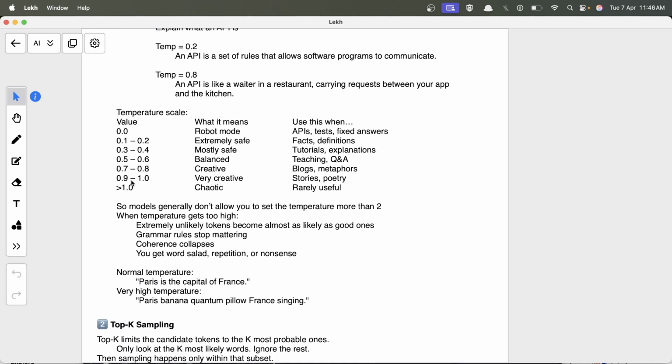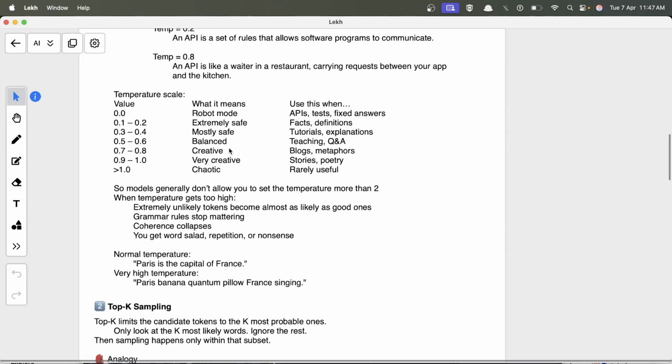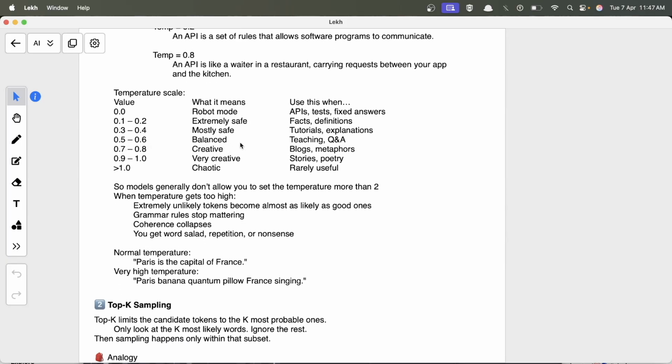These are different scales where temperature is defined for a model. 0.0 is like a robot mode, where we usually use it for APIs, tests, and fixed answers. 0.1 to 0.4 is a safe range. We can use it for code, facts, definitions, tutorials, and explanations where we don't want the model to be more creative. Then 0.5 to 0.6 is balanced, which can be used for teaching, Q&A, and simple coding as well.